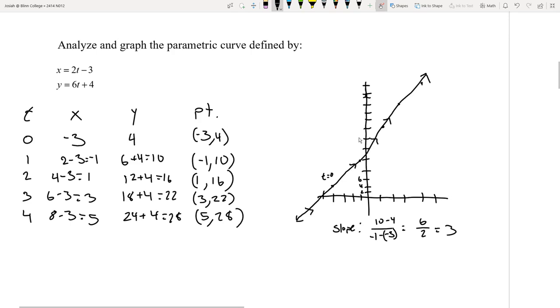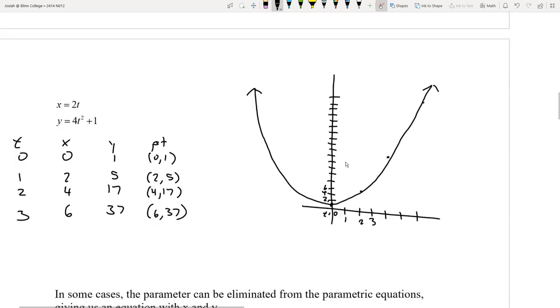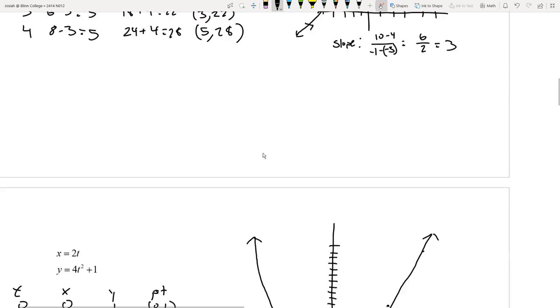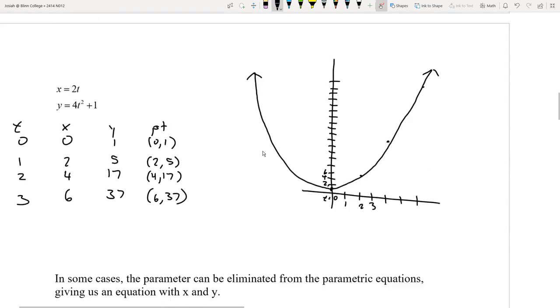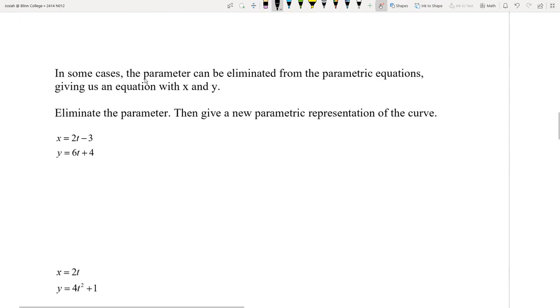And so it might be helpful to say, since we have a line here, a parabola here, shapes we're familiar with, how can we actually get the x versus y graph? In some cases, the parameter can be eliminated from the parametric equations, giving us an equation with x and y. So we're asked to eliminate the parameter and give a new parametric representation of the curve. So the first thing we want to do is figure out how we can get rid of t and just be left with x and y.